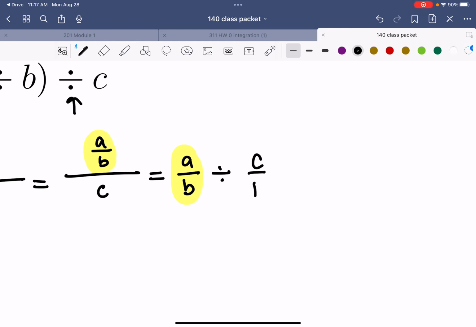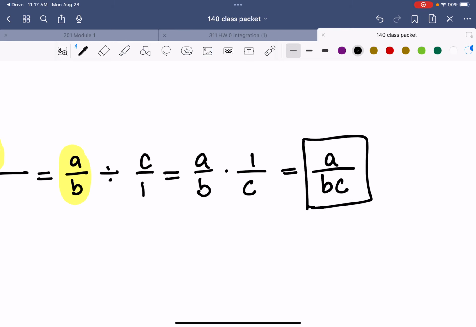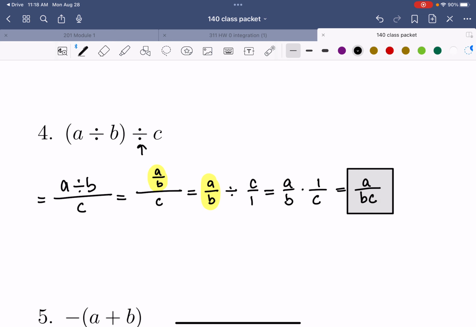And then in order to divide two fractions, we're going to multiply by the reciprocal. So we're going to keep that A over B. We're going to change it to multiplication, and we're going to flip the C over 1. So this will become 1 over C. And then when we multiply across, A times 1 is A, and B times C is BC. So what we end up with is that A divided by B divided by C is really A divided by BC. Okay, A is being divided by both things.